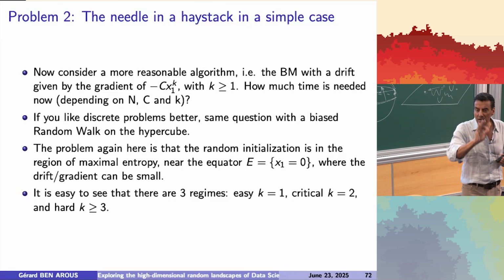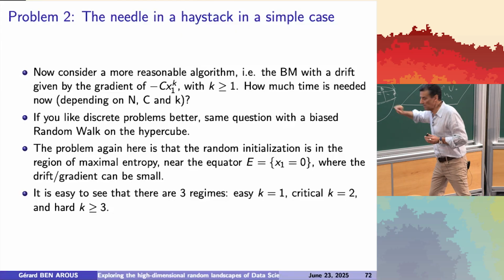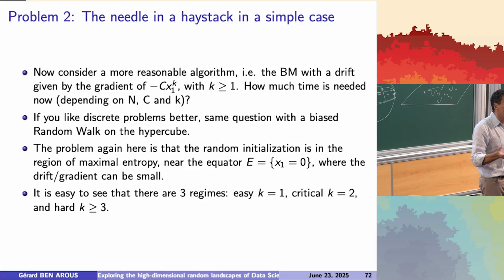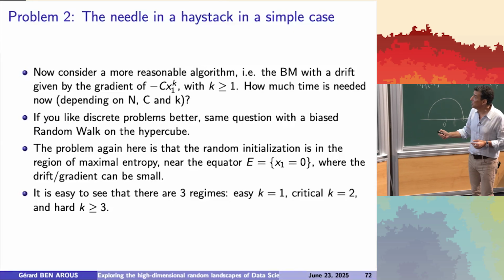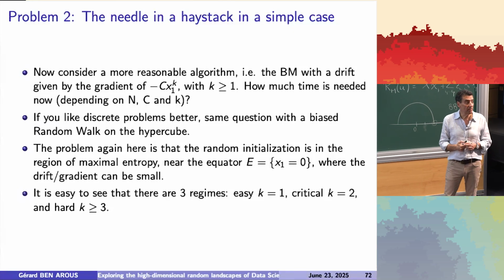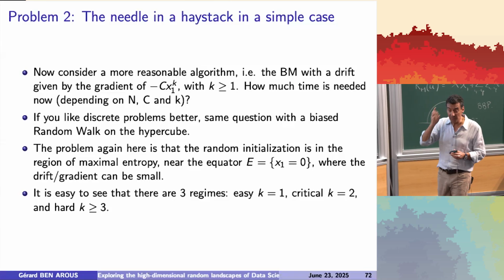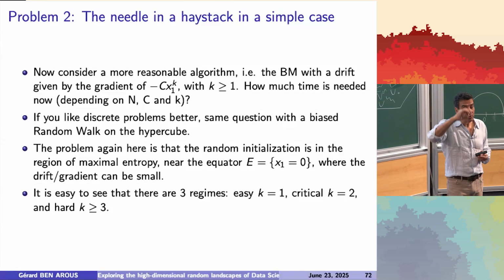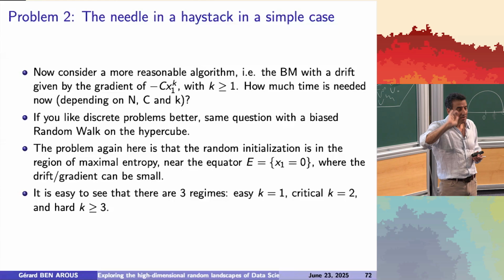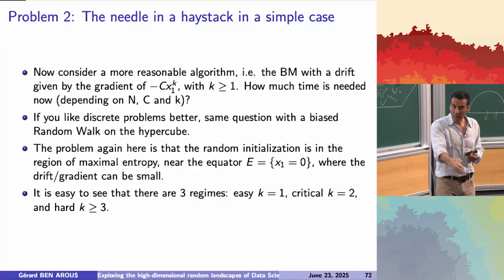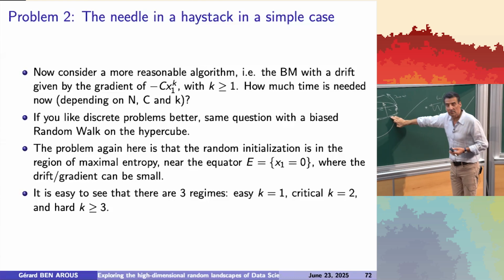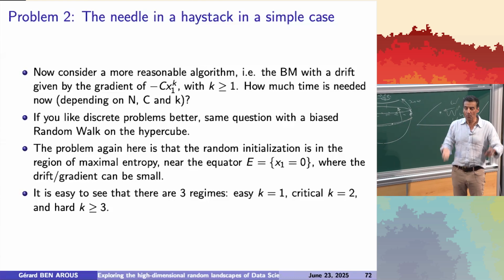But if you start very near, like in this little thickness around the equator, it's natural that the gradient force will not be very strong, because it's x1 to the power k minus 1. And so you have three cases, three regimes. The easy regime, when k is 1, which means you really have a drift, because x1 to the power k minus 1, when k is 1, is a constant. So when k is 1, you have a strong force here. Right? So you escape quickly.